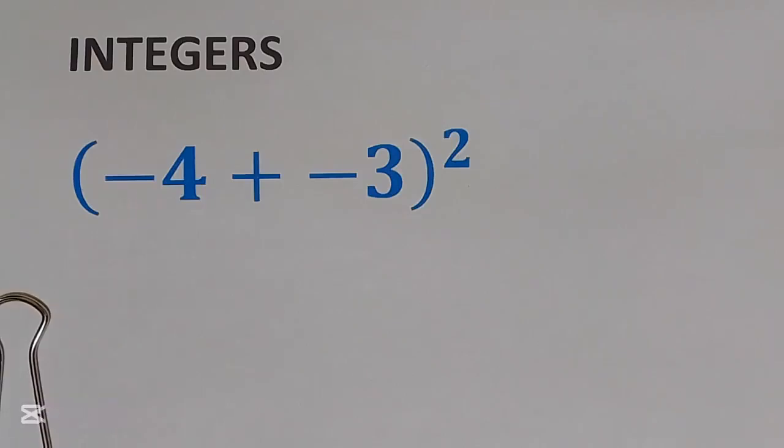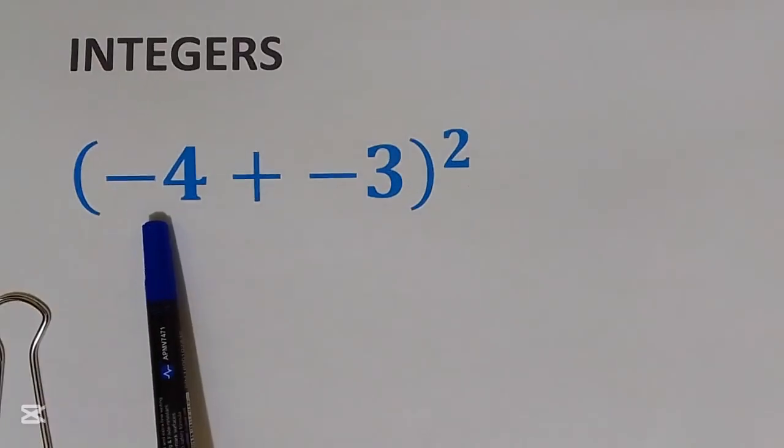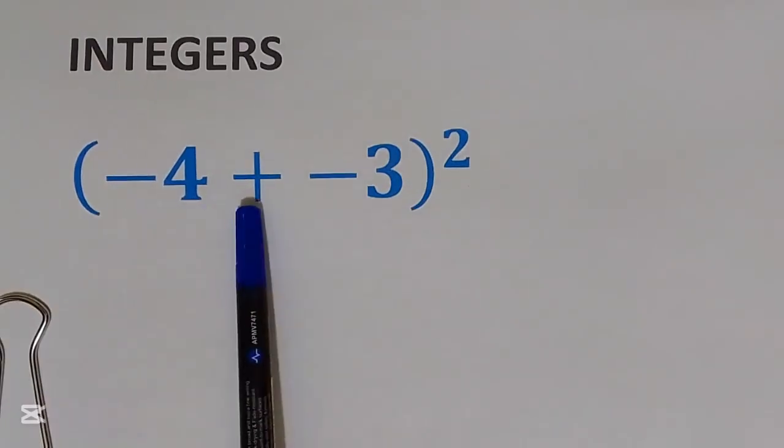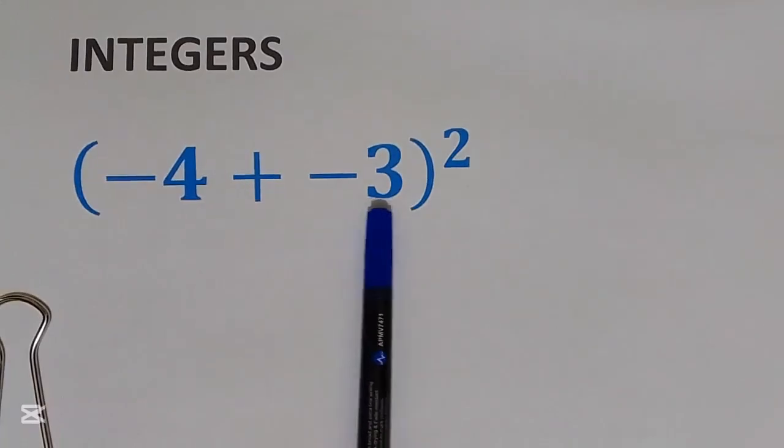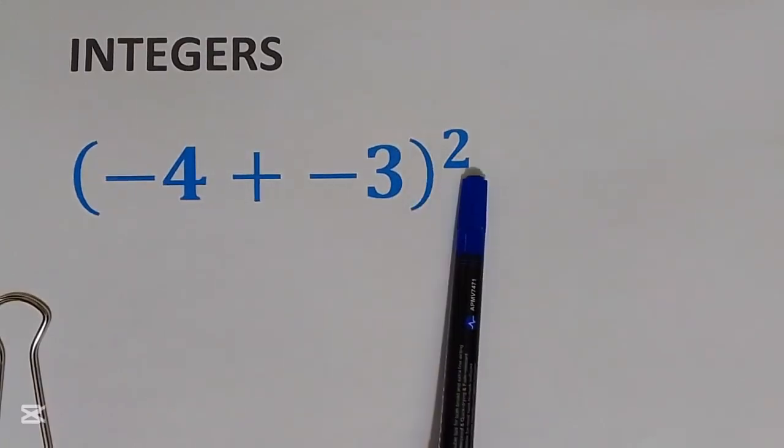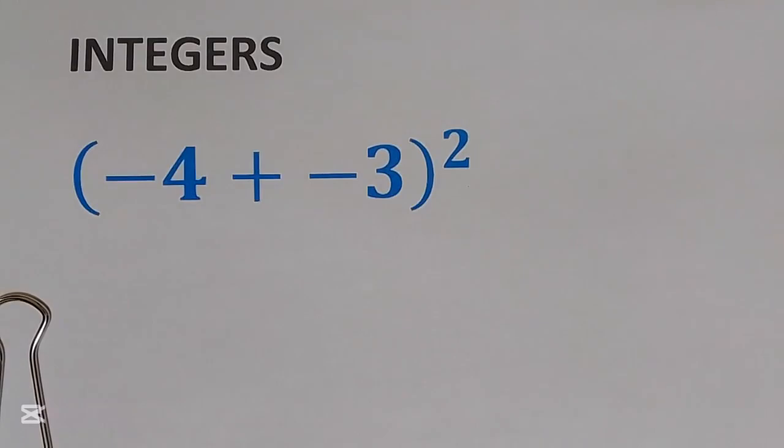Many people get confused with the integer question. We have in the bracket -4 plus -3, in the bracket squared. Let us break it down step by step.